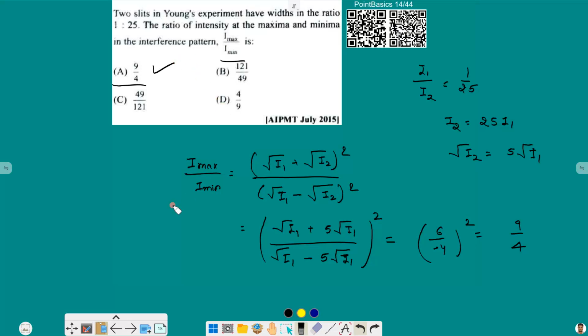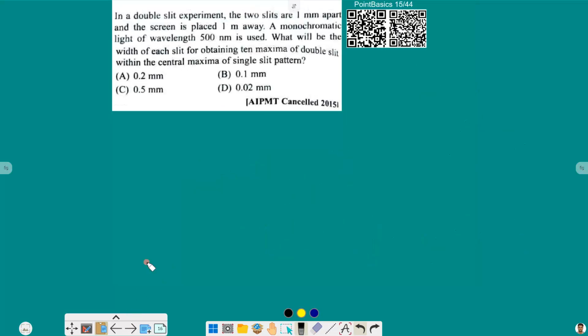Now let us move ahead. In the double slit experiment, two slits are 1 millimeter apart and the screen is placed 1 meter away. A monochromatic light of wavelength 500 nanometer is used. What will be the width of each slit for obtaining 10 maxima of double slit within the central maxima of single slit? So here we know that central maxima for single slit is related to diffraction.